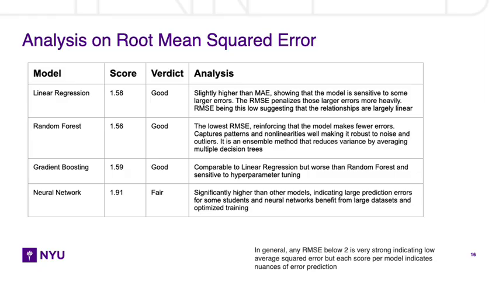So for linear regression, you have a slightly higher root mean squared error than mean absolute error, showing that the model is sensitive to some larger errors. The root mean squared error penalizes those larger errors more heavily.